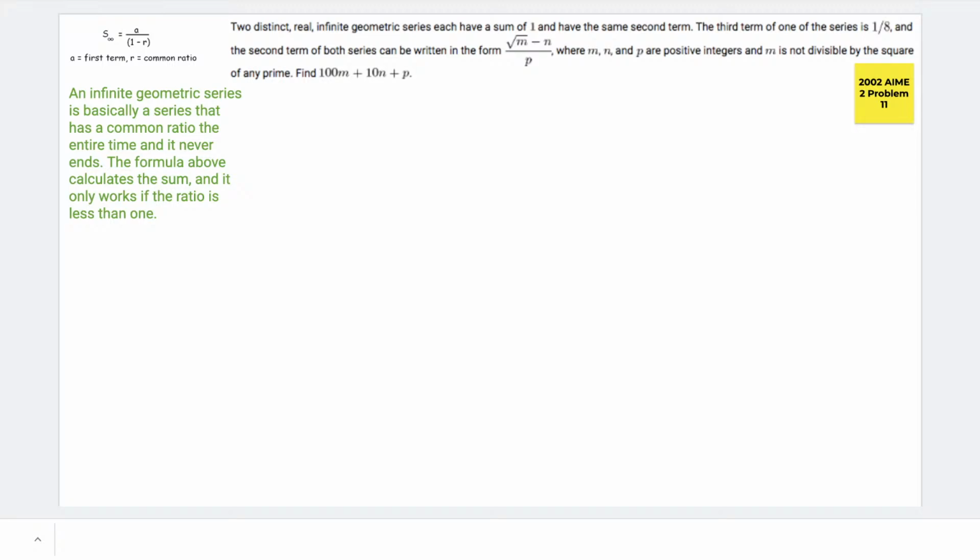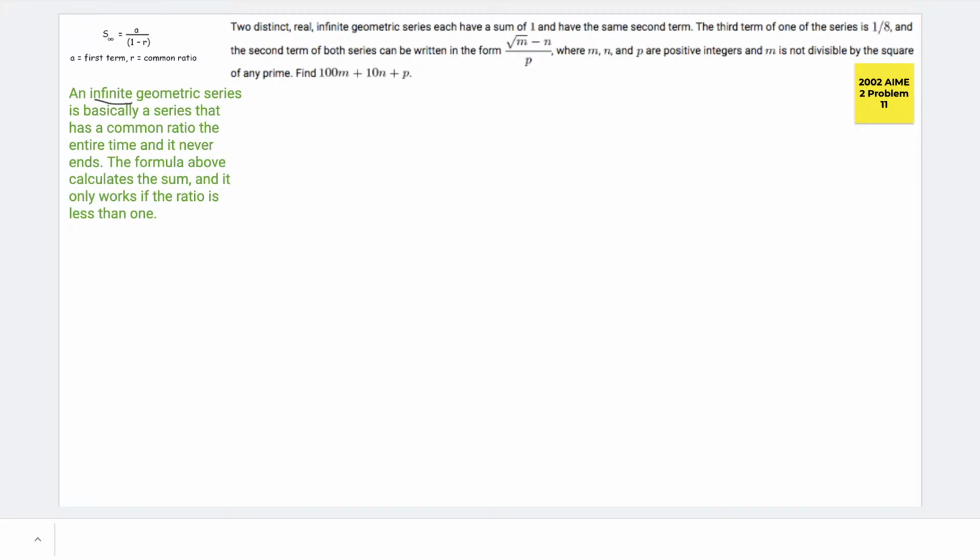Well, an infinite geometric series is basically a series that has a common ratio the entire time and it's never ending. And clearly you know it's never ending because it's infinite. And then the formula above over here, it calculates the sum, and it only works when the ratio of the infinite geometric series is less than 1. It has to be less than 1, the ratio.